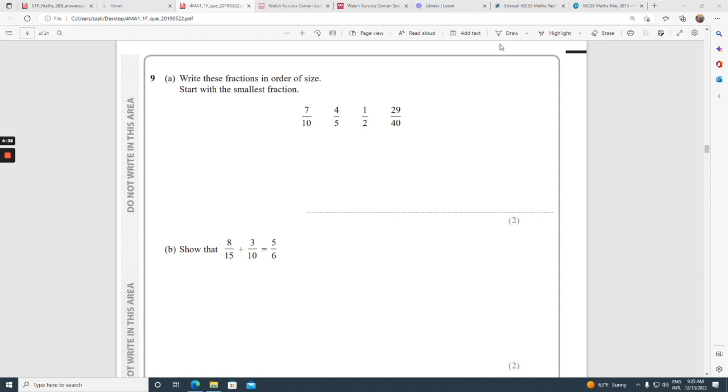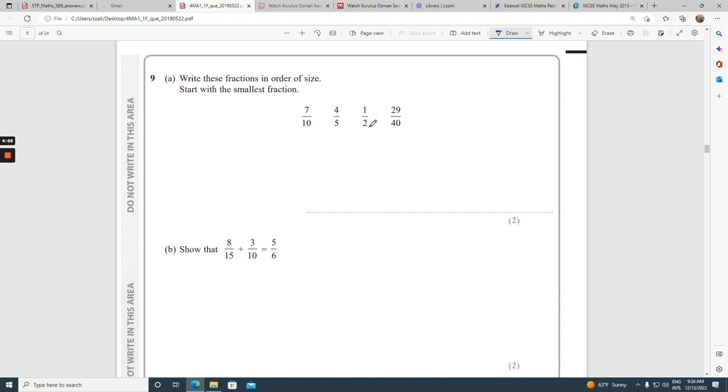So as you can see here, you can't compare fractions until all the denominators are the same. Okay, and they all are different. So there are two ways: either change the denominators, make them the same, and then compare them and arrange them in order, or change all of these to decimals. To change them to decimals, you need to divide 7 by 10, divide 4 by 5, 1 divided by 2, or 29 divided by 40, and this will give you decimals. Or you can convert them into the same denominators.